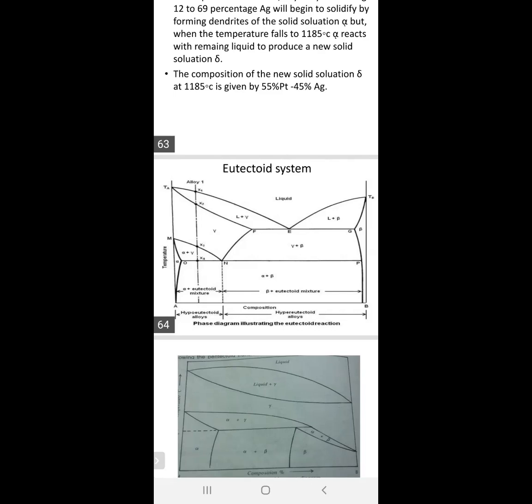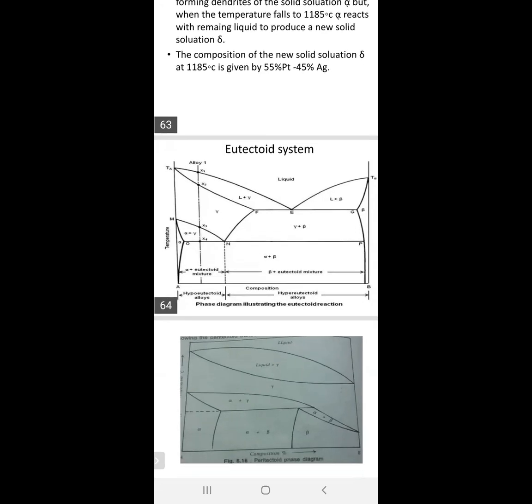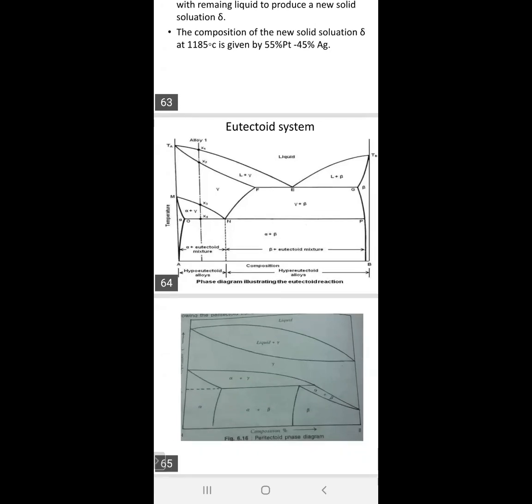Gamma transforms to two solid phases. What are they? Alpha plus what? Gamma, sir. See, gamma transforms into two solid phases when decreasing temperature. Alpha plus beta, sir. Oh, very good. Alpha plus beta. Very simple.